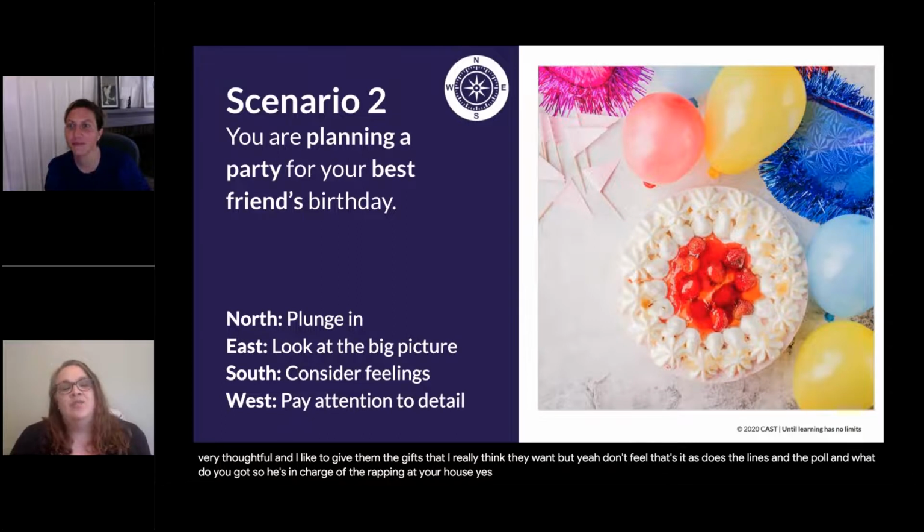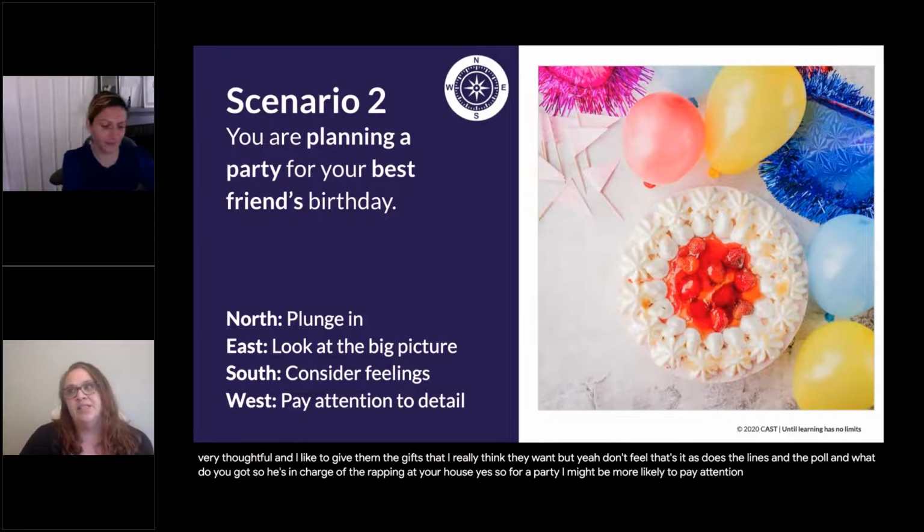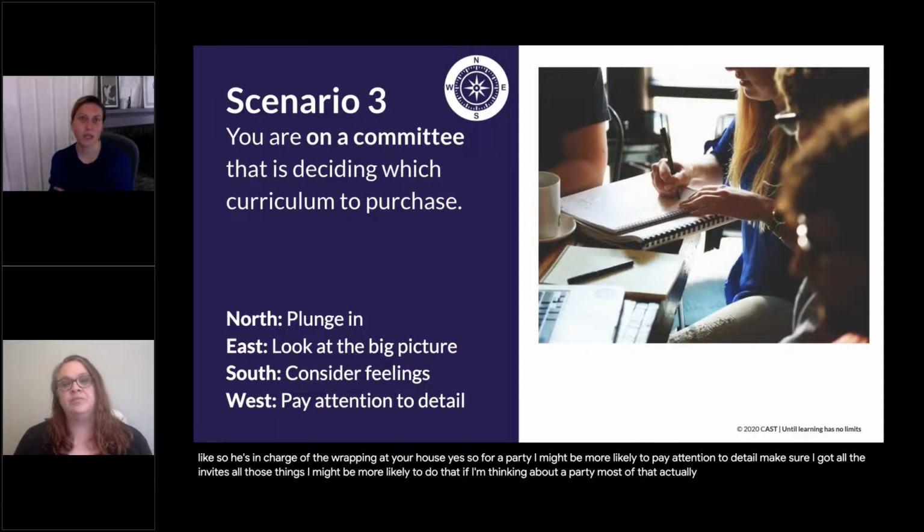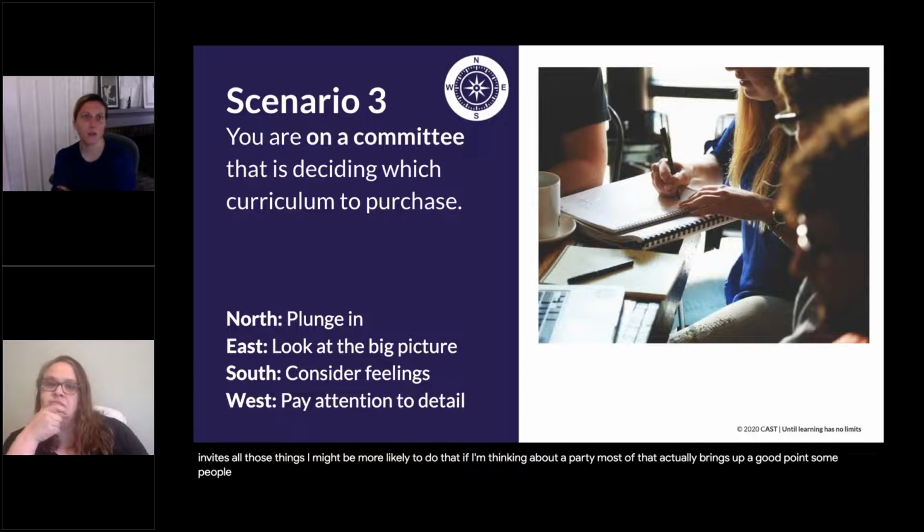Yes. So for a party, I might be more likely to pay attention to detail, make sure I got all of the invites, all of those things. I might be more likely to do that if I'm thinking about a party. Melissa, that actually brings up a good point. Some people are saying I'm south, I'm north, but it's different roles in different situations, right? Right.